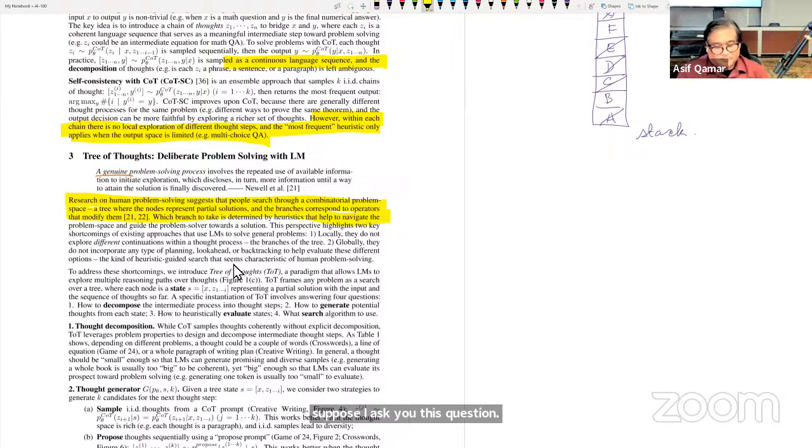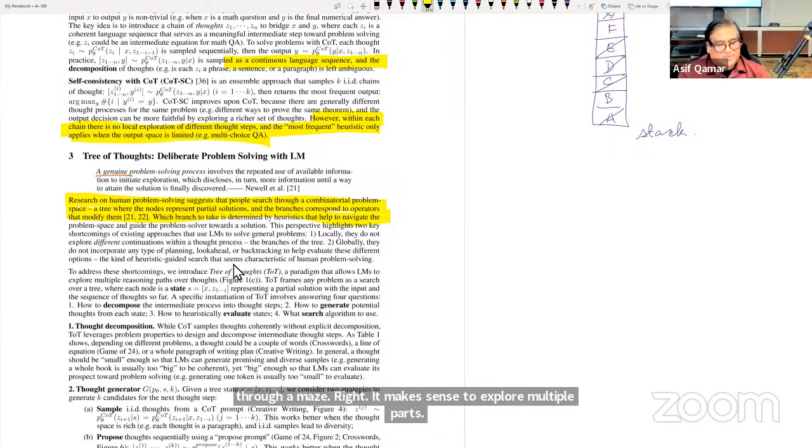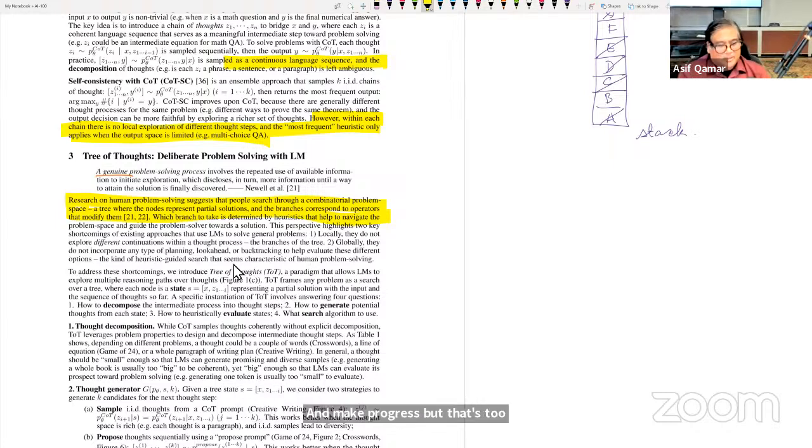One obvious example is finding your destination through a maze. It makes sense to explore multiple paths and make progress, but that's too easy. That's too academic. One example I saw somewhere was this.